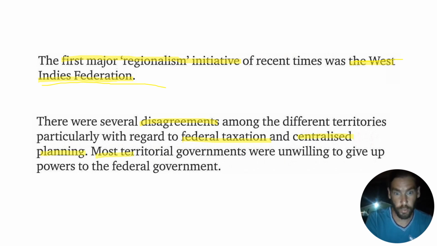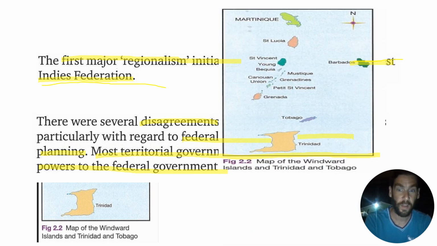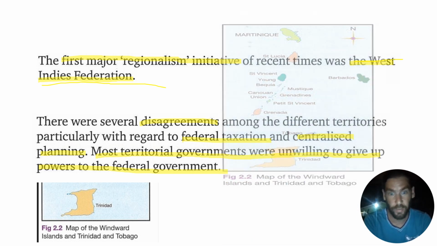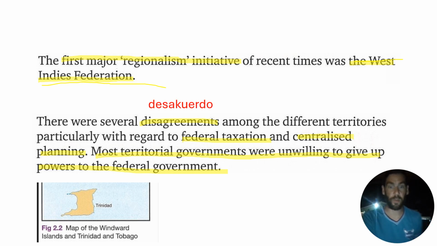Yes, and most, this is important, were unwilling to give power to a regional government. So there were several disagreements with the capital in Trinidad, Port of Spain, because the small islands didn't want to give power to one government of the Caribbean. And disagreements significa desacuerdo.